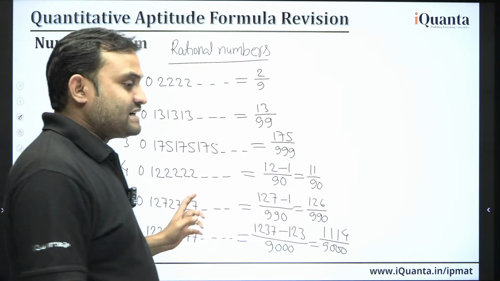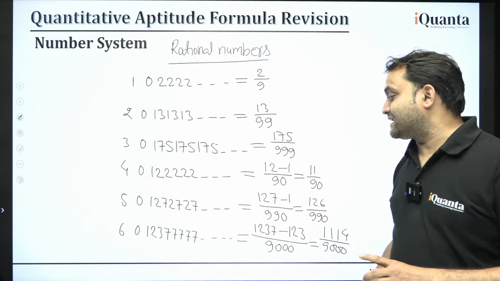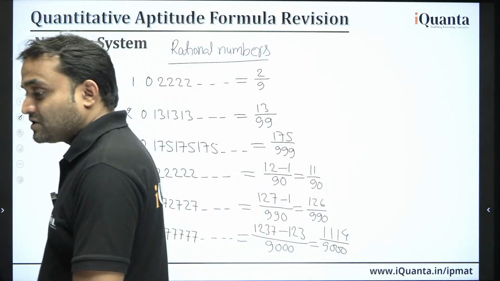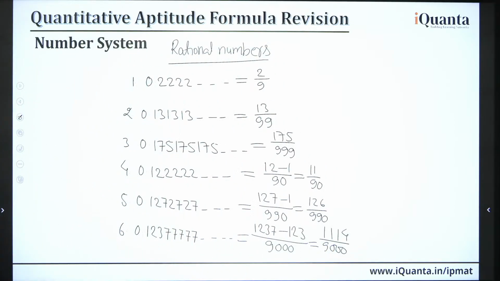So as many digits are repeating itself, as many nines you put in the denominator. As many digits are not repeating themselves, you put as many zeros. That's it, as simple as that. Okay.